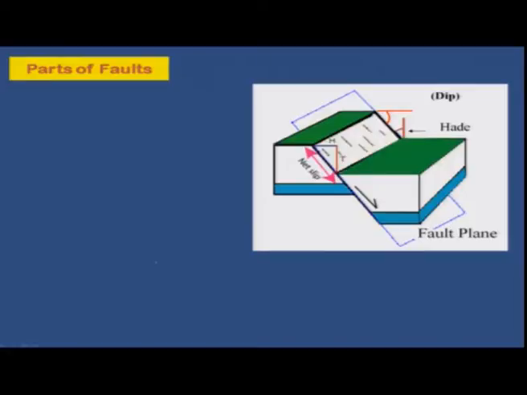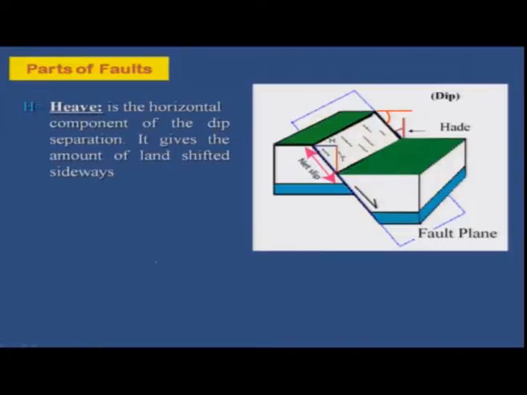So the parts of a fault are very much similar to what we did in dip and strike, and then further we talked about the parts of folds. Here there are parts of faults. We have different terms, with respect to either the horizontal or the vertical. We try to collect the maximum information on the displacement, the sense of displacement, amount of displacement, and all that. So first coming to the heave, here H is denoted as heave, and this is the horizontal component of the dip separation.